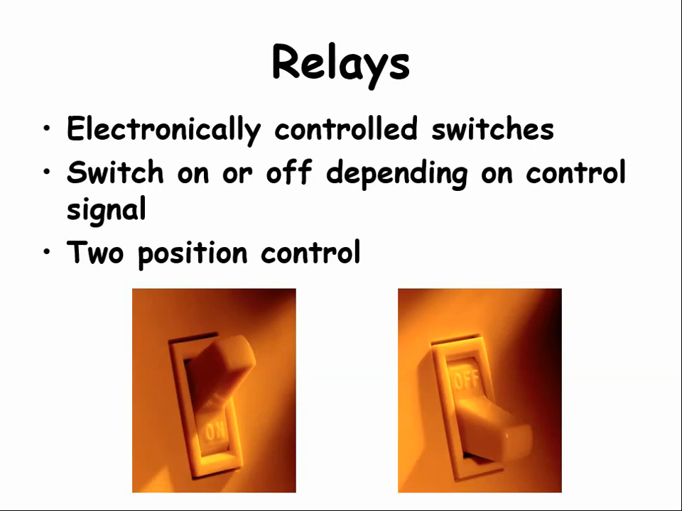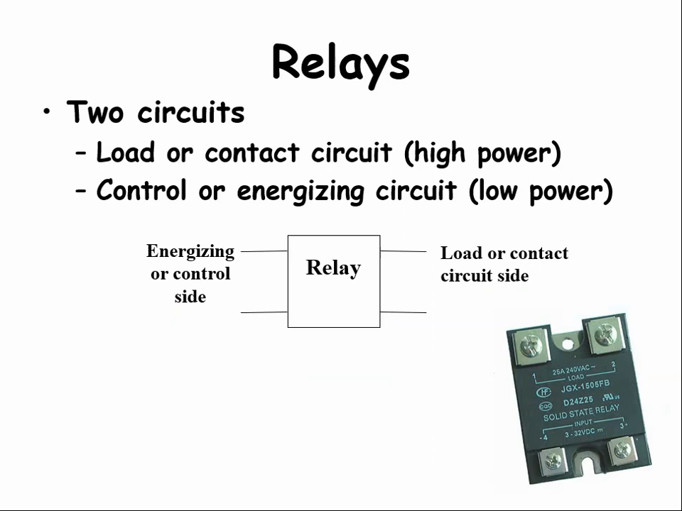Now, when we say that the relays are electronically controlled switches, we mean that the relay's action depends on the control signal that it gets from the controller. Remember that the actuators get an input signal from the controller and that the controller signal tells the relay to either turn on the power or turn off the power. And for our purpose, we are dealing with relays that turn the device that they are attached to either on or off. Relays have two circuits attached to them.